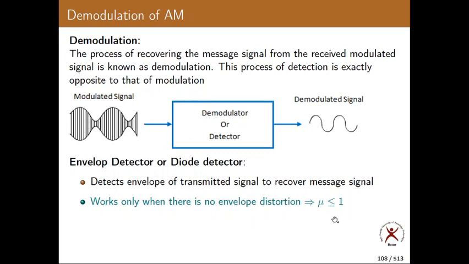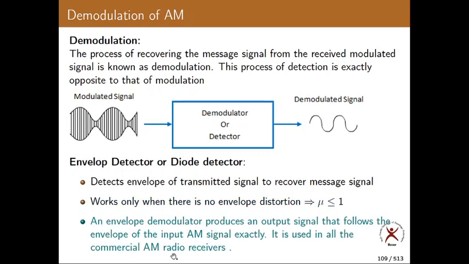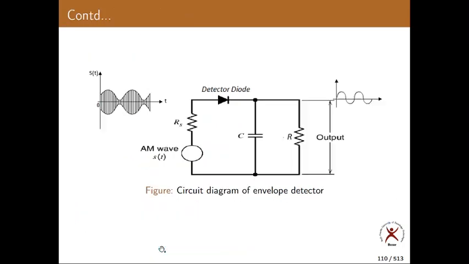If mu is more than 1, what happens? You get envelope distortion, and so in that case detection of your message signal will be difficult. Otherwise, when mu is more than 1, demodulation is not possible. When mu is less than or equal to 1, in this case only demodulation is possible. In the other case, where mu is more than 1, demodulation is not possible using this device called ED, envelope detector. So this is a property of AM. You can read it now.